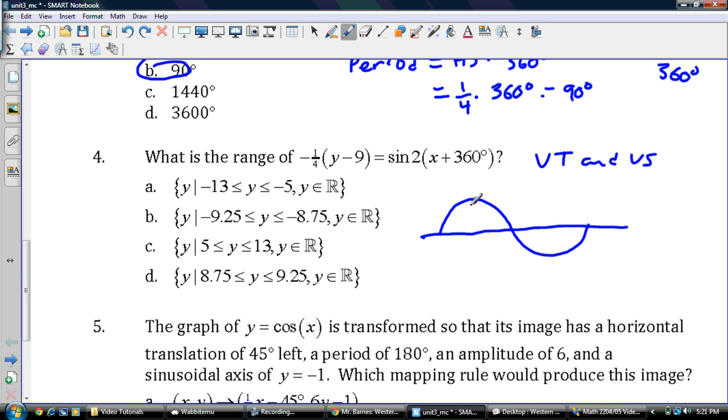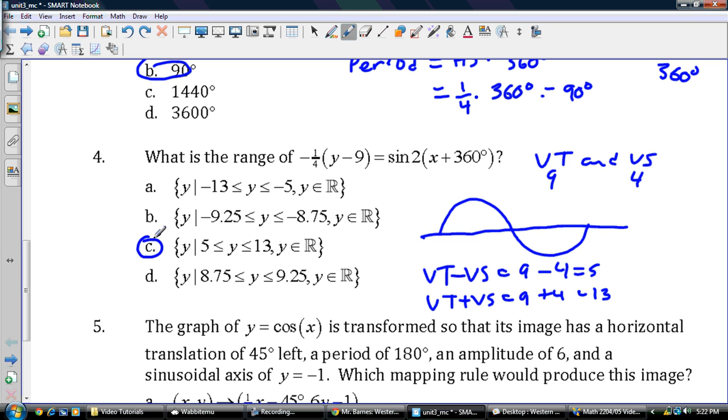So that distance is just going to be your sinusoidal axis plus your amplitude, or plus your VS, and then your sinusoidal axis minus your VS. Okay, so if my VT here is going to be 9, and my VS is going to be 4. Remember, your VS is always positive. Don't be fooled by that negative. So we go VT minus the VS, which is 9 minus 4, which is 5. That's going to be my minimum. My VT plus my VS, which is 9 plus 4, which is 13. So that's going to lead me to this one right here. Okay, so that will be my answer for that one.